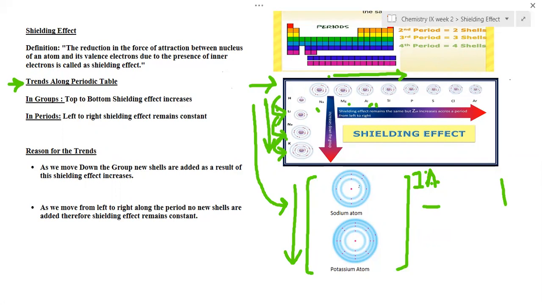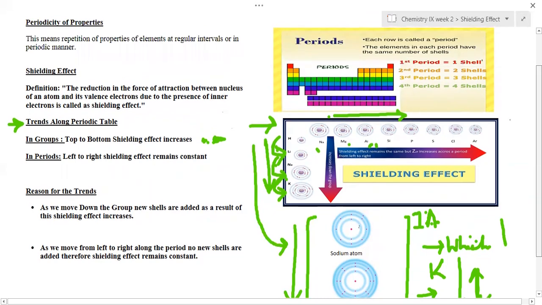So the very first point will be the answer, which is potassium. Then why? The answer to why is that you have to relate it to the fact that they both belong to the same group. So you have to relate the trend of the group: down the group from top to bottom, the shielding effect increases. So potassium has more shielding effect because it lies more towards the bottom as compared to sodium. This is how you are going to answer the reasoning questions of this type.